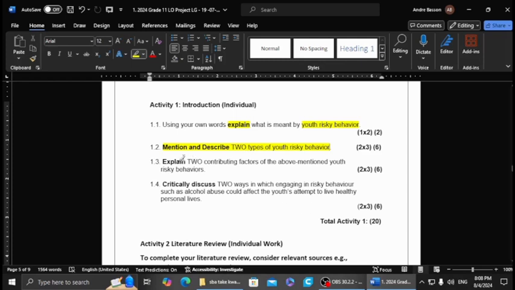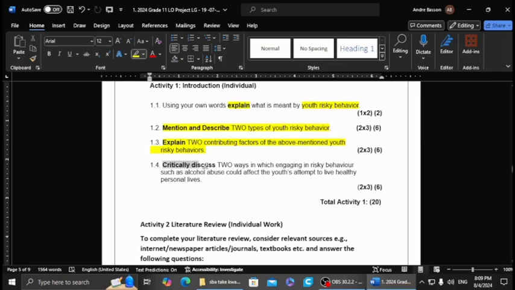Explain 2 contributing factors to all above mentioned youth risky factors. Let's say you use, for instance, alcohol abuse as a type. Then you have to say what can contribute to alcohol. So you need to name 2 things, like, for instance, availability of alcohol at home, plus parents offering or being participants in alcohol abuse. And obviously explain with your own words as well as an example.